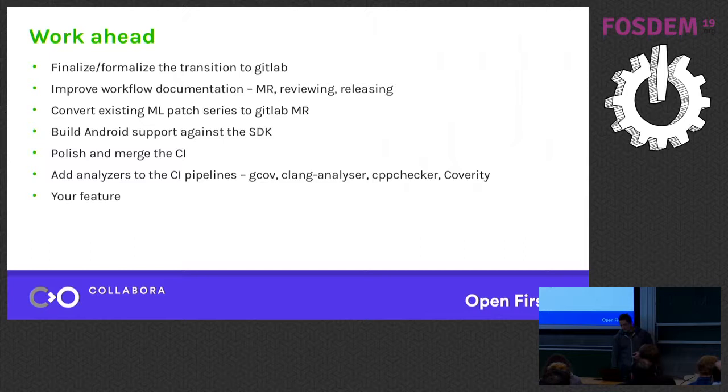A bit about the work ahead. So, as I said, we really should formalize the transition to GitLab, put an official stamp and get it working. I believe we need to improve the documentation, in particular, how do we handle merge requests, how do we handle reviewing, how do we handle releasing, because as every open source project, those are places that do require a bit of polish. I haven't actually covered that, but I'll get into it now. Originally, patch submission was handled through merge.